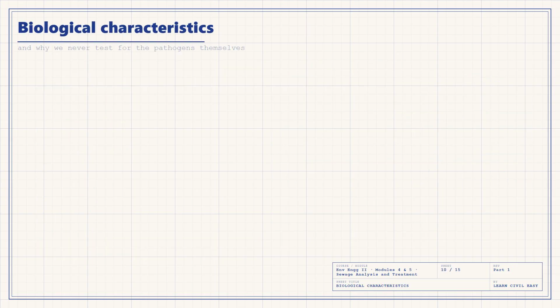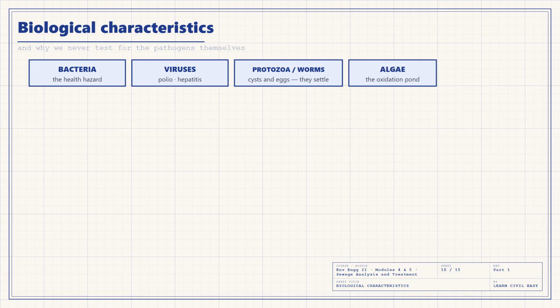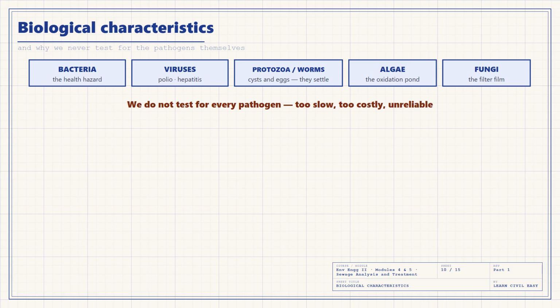The biological characteristics. Bacteria are the largest group, and the reason sewage is a health hazard. Viruses including polio and hepatitis are small and tough and survive treatment that kills bacteria. Protozoa and helminths, the cysts and the worm eggs, are relatively heavy and largely settle out in the tanks. Algae matter later in the oxidation pond. Fungi grow in the film on a trickling filter.